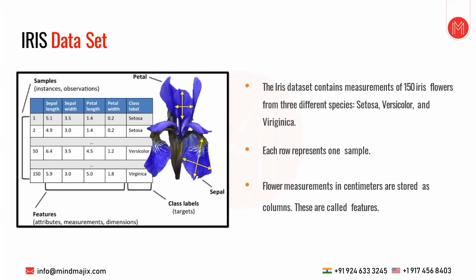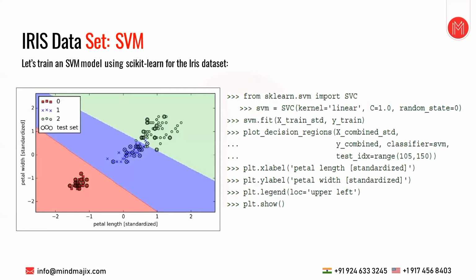Let's see something based upon the iris dataset. The iris dataset contains the measurements of 150 iris flowers from three different species: Setosa, Versicolor, and Virginica. So here we have three classes, not colors. Based upon these three classes, we have to create a decision boundary using a support vector machine. Each row represents one sample, and the flower measurements in centimeters are stored as columns. These are called features. We already know sepal length, sepal width, petal length, and petal width are the features, and the class label is the target Y, while these four are the input X. So that's how we get an idea.